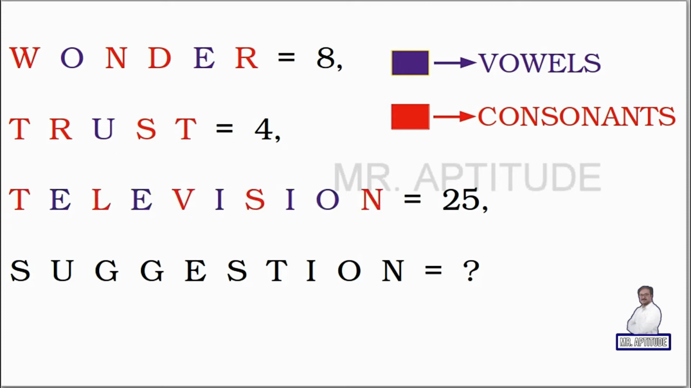Let us apply the same logic here. Does this work? Number of vowel letters in the word television, 5. Number of consonants, 5 again. 5 times 5 gives 25. Let us apply the same logic for the given word suggestion. How many vowels do we have here? 4. How many consonants do we have? 6. 4 times 6 gives you 24.